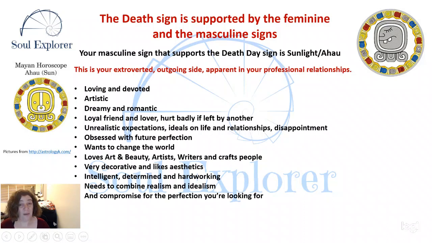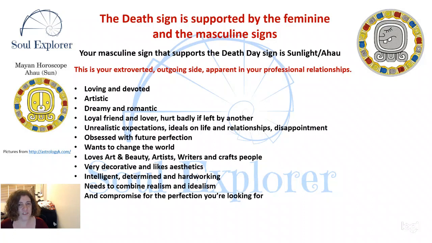So your masculine sign that supports the death transformation Mayan day sign is sunlight. Some people call it sunlight, some people call it sun, some people just call it light. The Mayan name is Ahau or Ahu. I've heard it pronounced in many different ways, as I have pronounced many Mayan signs. So this is the side of the death transformation sign.